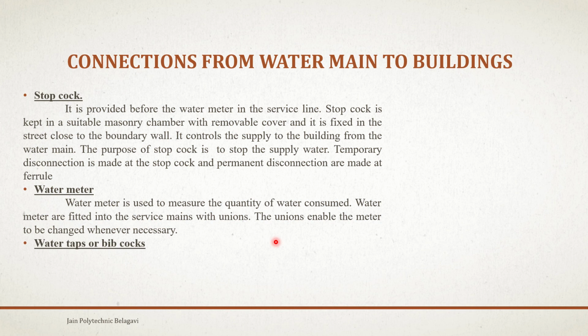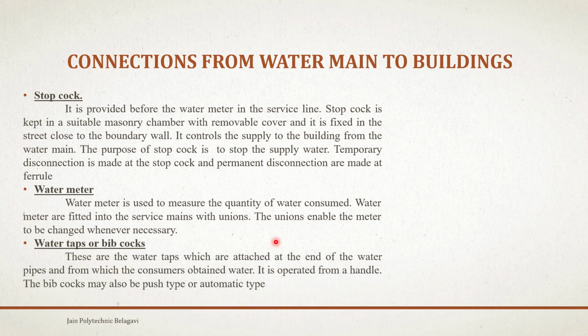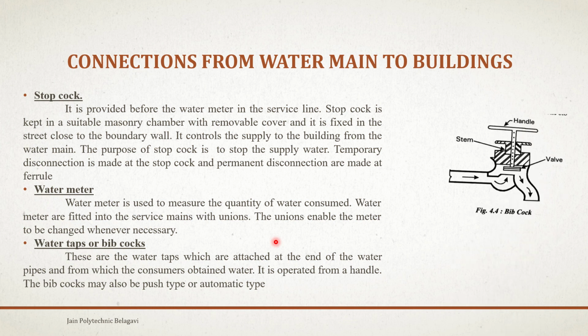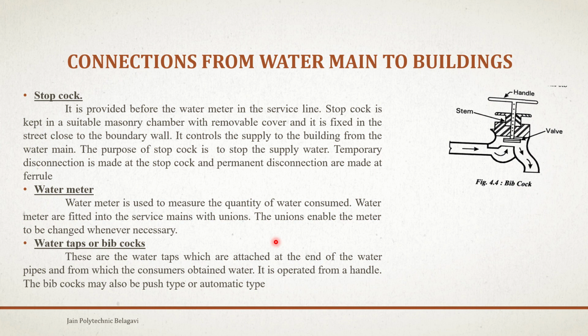At the last, water taps or bibcocks. You might have seen in your houses the tap, otherwise we say it as the bibcock. These are the water taps which are attached at the end of the water pipes, wherever you require the water to get out, and from which the consumer obtains water. It is operated from a handle. The bibcocks may also be push type or automatic type. So some of the taps have been displayed here.